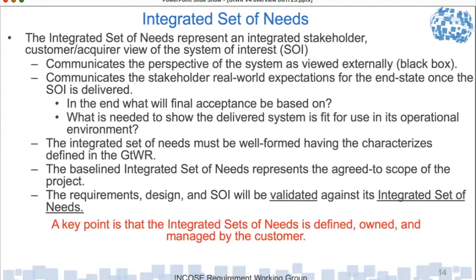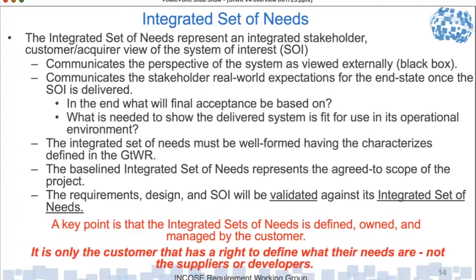So a key point is that the integrated set of needs is defined, owned, and managed by the customer, because it defines this agreed-to scope. And so it's only the customer that has the right to define what their needs are, not the suppliers or developers. So you can't tell the customer what their needs are. You can critique the needs and tell them if there are problems with them, but in the end, it's the customer that owns that scope, what they're paying for.